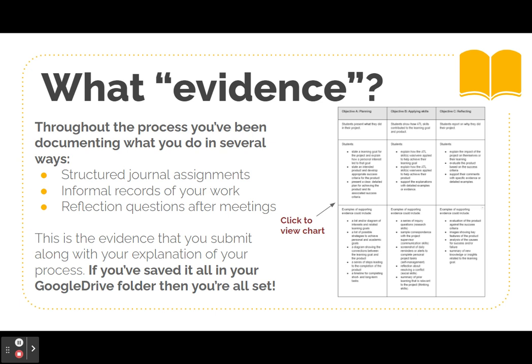The linked chart on the right-hand side of the page shows the different stages of the process and what kinds of evidence you might have collected of the work that you've done. Pause now to review this chart and consider what evidence you have of your own process. The chart is also included in the reflecting module of your personal project classroom.